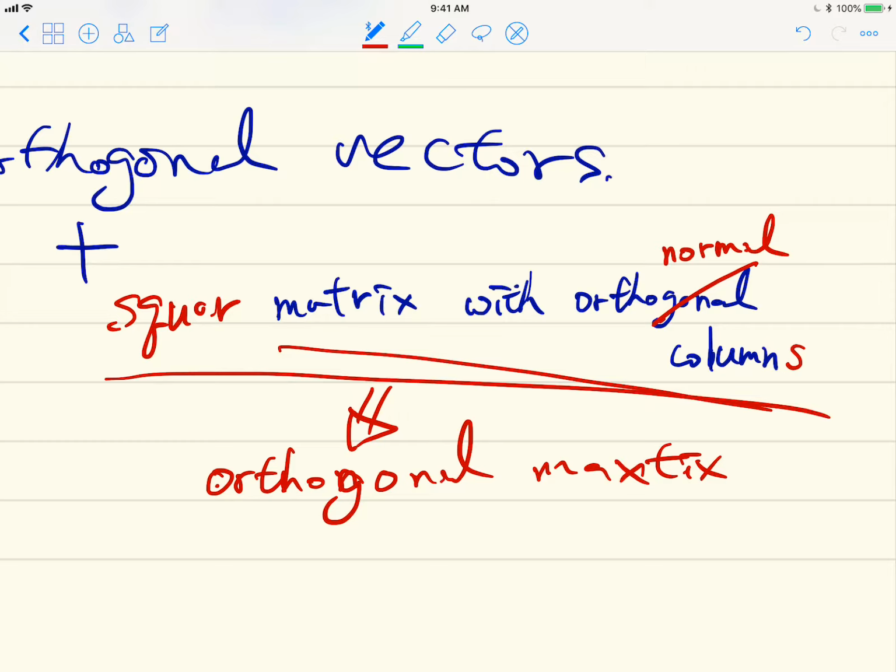So this whole description is the definition for an orthogonal matrix. So first of all, it's a square matrix, and then it has to have orthonormal columns. So that is the definition of an orthogonal matrix.